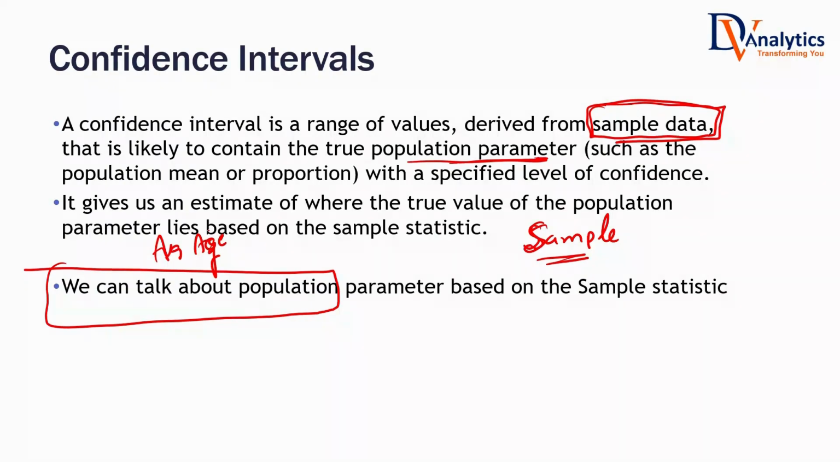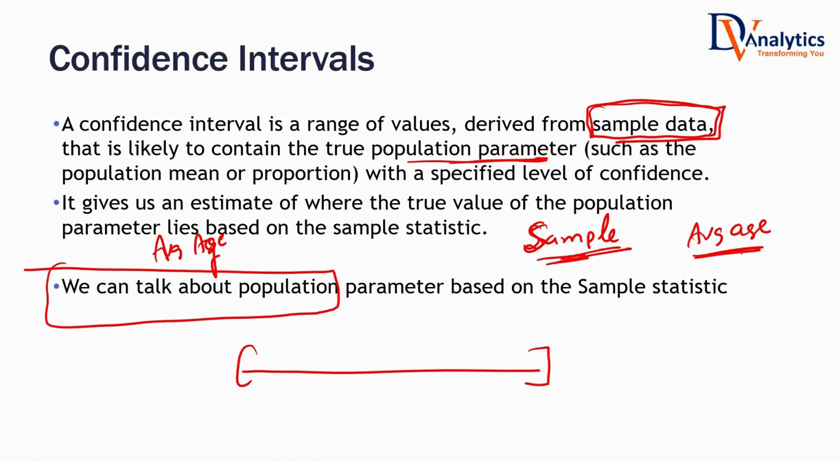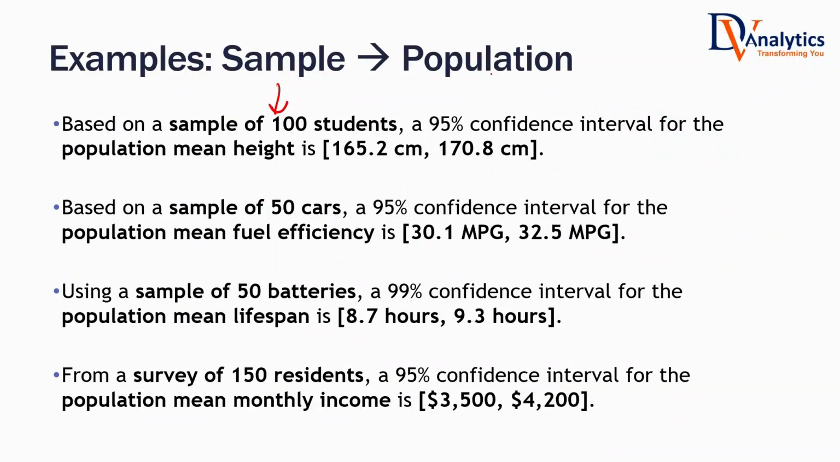Now to defend that, you know what? I took a sample, which is an unbiased sample. I found the average age. Now I can give you 95% confidence limits according to the central limit theorem. I found that the average that we are calculating on the sample is always normal. So by using that, I can tell what the 95% limits are for the population parameter. So we can talk about the population parameter based on a sample statistic. That is the whole point of these confidence intervals. That means I can say that based on a sample of 100 students, the 95% confidence interval for the population mean height is this much.